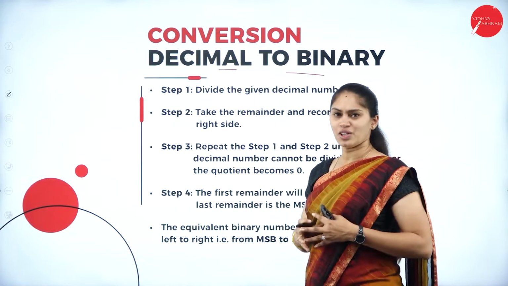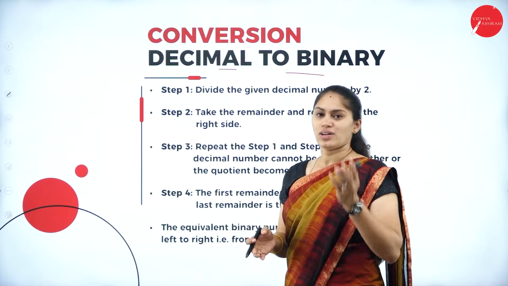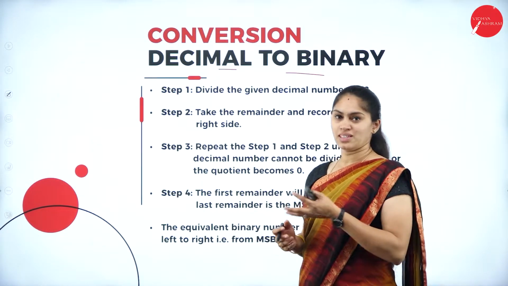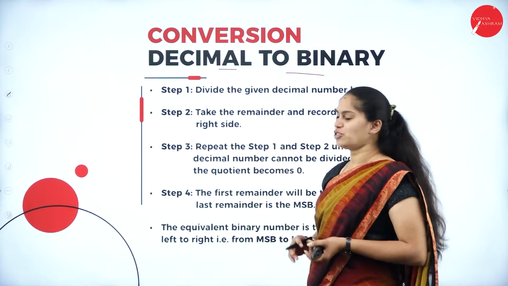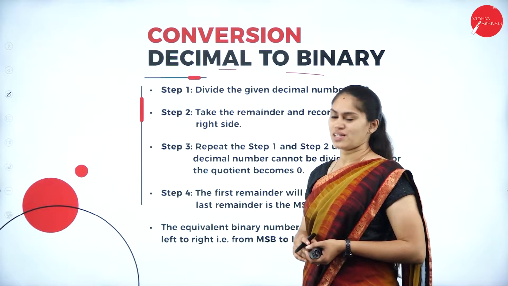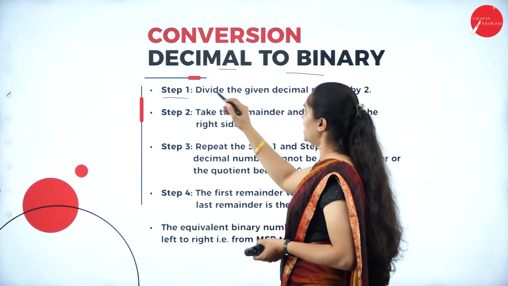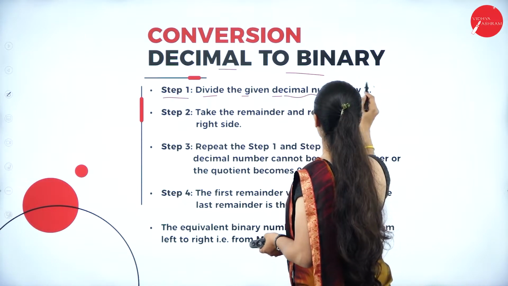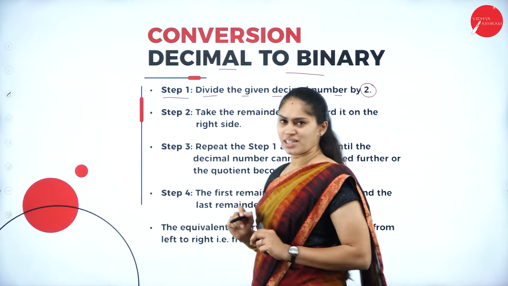So simply we can't do it. I can't simply say that 10 will be converted into 110, something like that. So we have to follow certain stages or steps here. We'll see step 1: divide the given decimal number by 2. And I will give you one tip here.